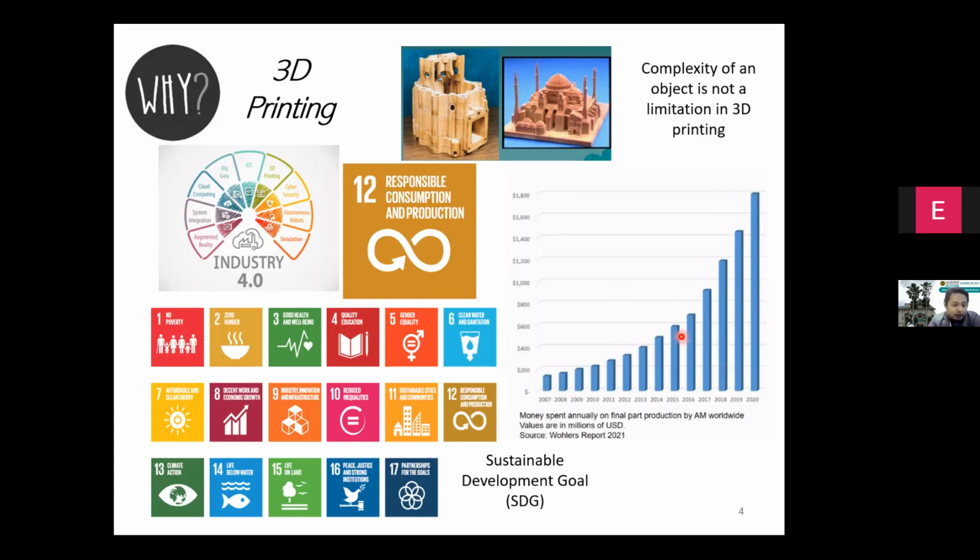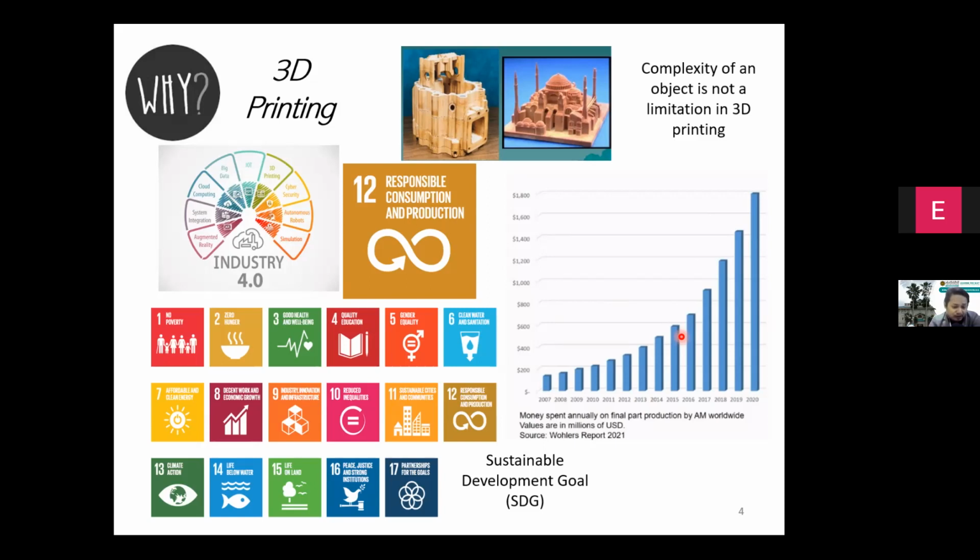Of course, we are now moving toward Industrial Revolution 4.0, and 3D printing, or additive manufacturing, is one of the elements that can support it. So we can see that 3D printing technology is a very important one. And now I think we are familiar that we are talking about sustainable development goals and sustainable manufacturing processes. Currently, everything is about sustainability. 3D printing is one of the sustainable methods.